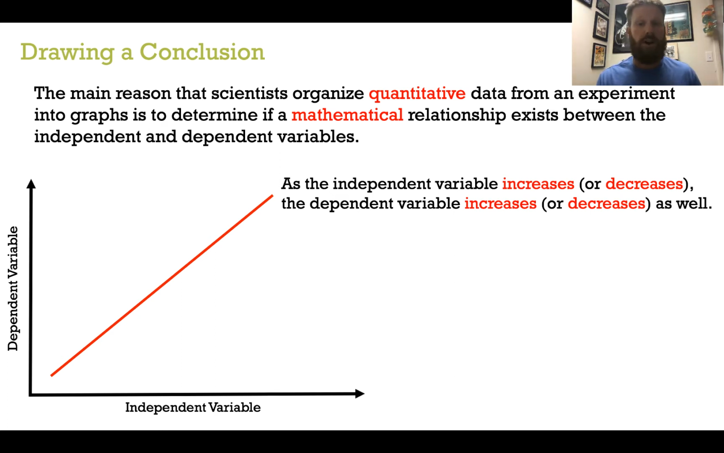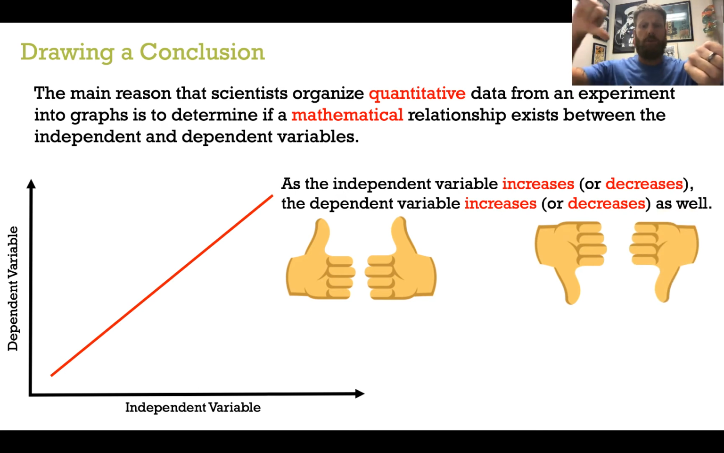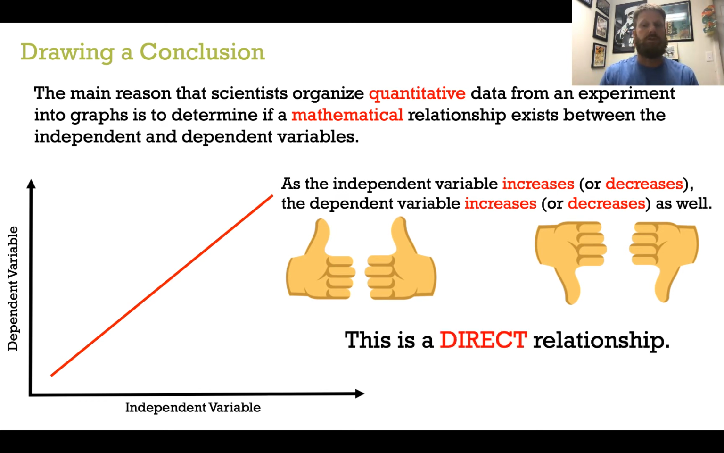So as one variable goes up, the other variable goes up as well. Or as one variable goes down, the other variable responds by decreasing as well. Using your thumbs can help you visualize these relationships. If your thumbs are pointed in the same direction, that indicates that a direct relationship exists between two variables.